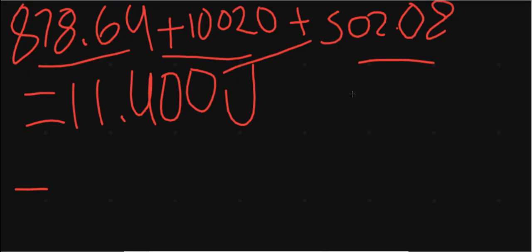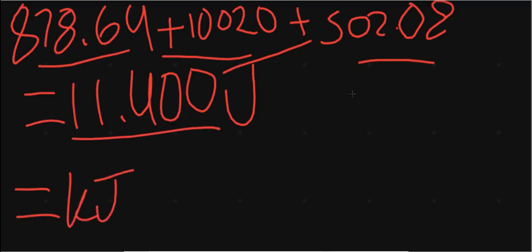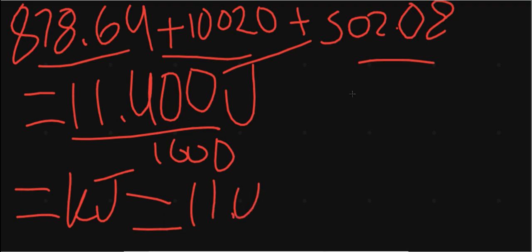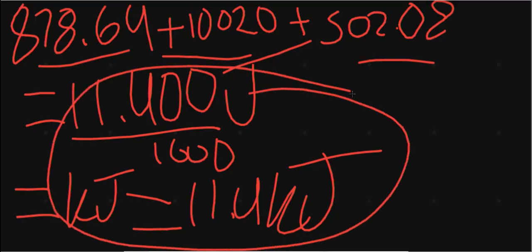Now, if your teacher asks for this value in kilojoules, you simply divide your joule amount by 1,000, and that will get you 11.4 kilojoules. And there you have it, your final answer. So 11.4 kilojoules is required to melt 30 grams of ice at negative 14 degrees to 4 degrees.